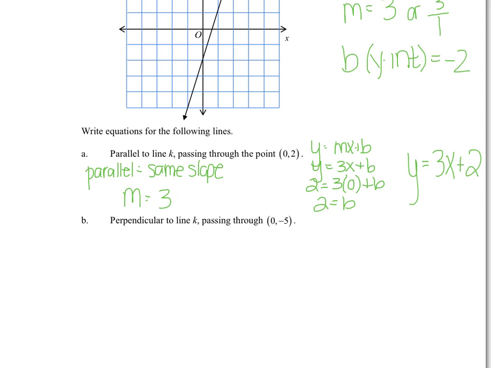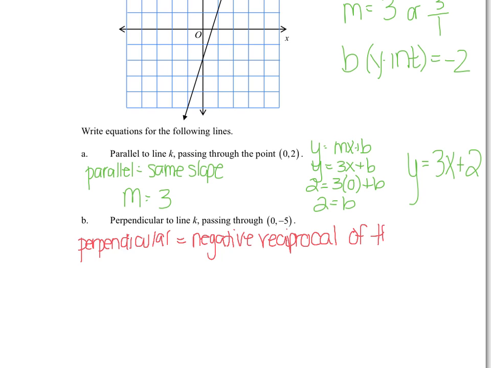Next, I want a line that's perpendicular to line K, passing through 0, -5. Well, perpendicular means that I need to find the negative reciprocal of my slope. So if my slope was 3, I'm actually going to look at this as 3 over 1. My new slope is going to be the negative and the reciprocal of that, so -1/3.